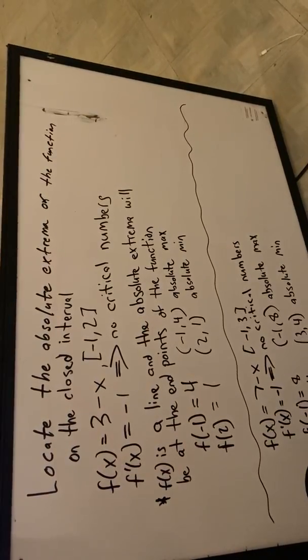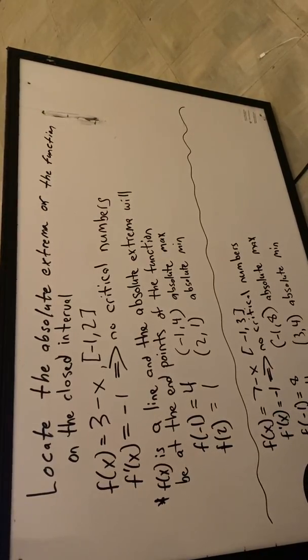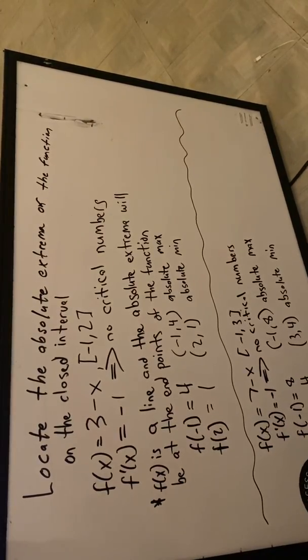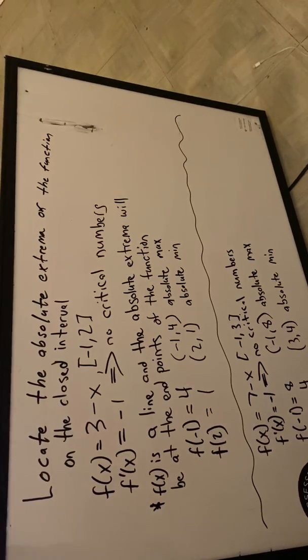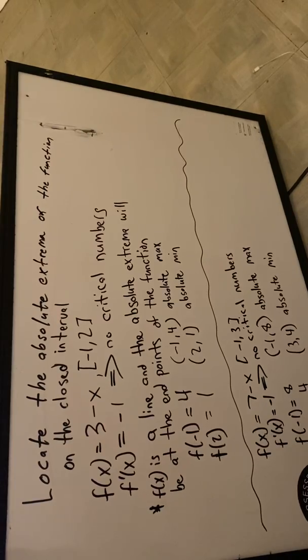3 minus x, the derivative is negative 1. So there are no critical numbers. All right, so f of x is a line, so the absolute extrema will be at the endpoints of the function, so negative 1 and 2. So we're going to plug in negative 1 and 2. F of negative 1 is equal to 4. Negative 1, 4 is our absolute max.